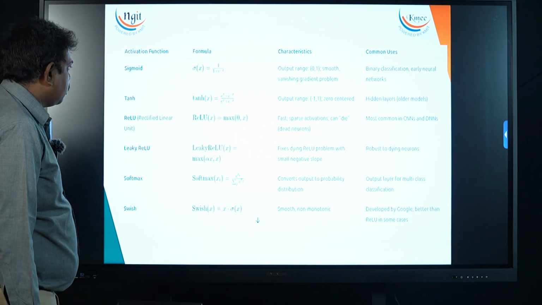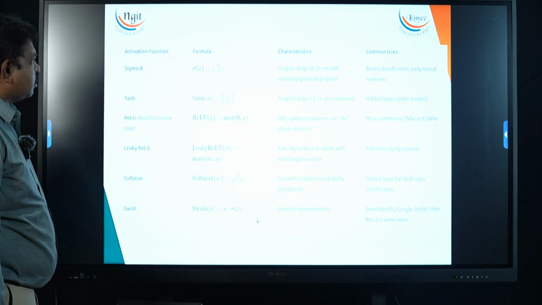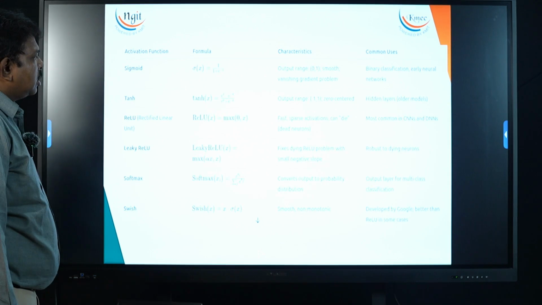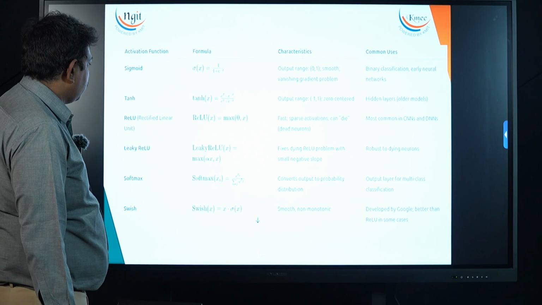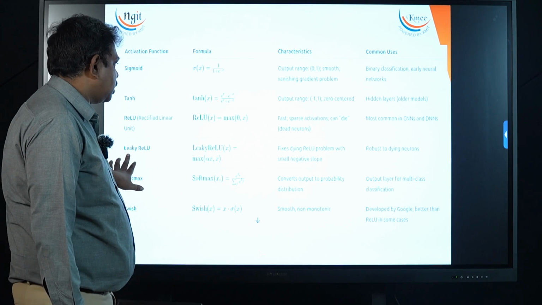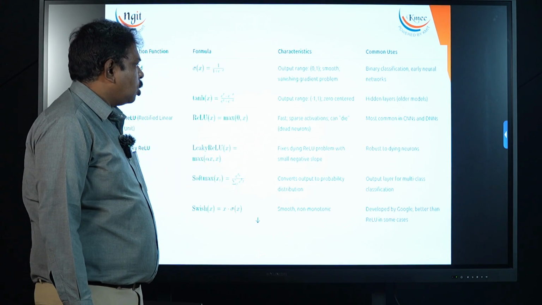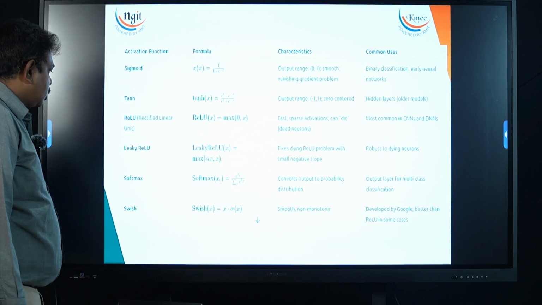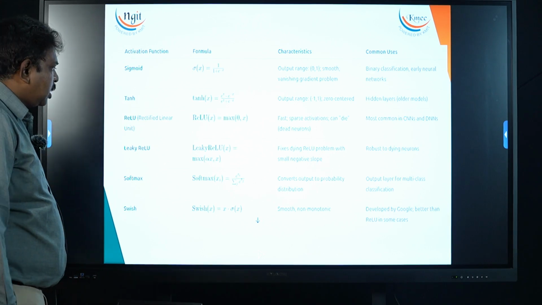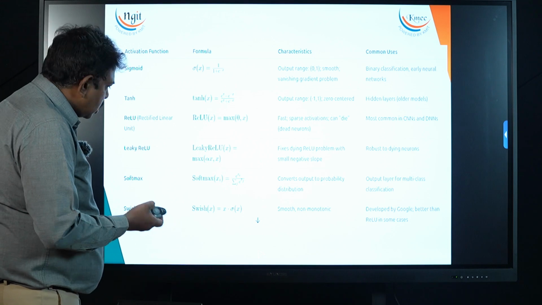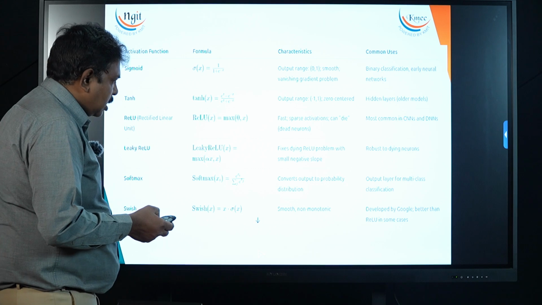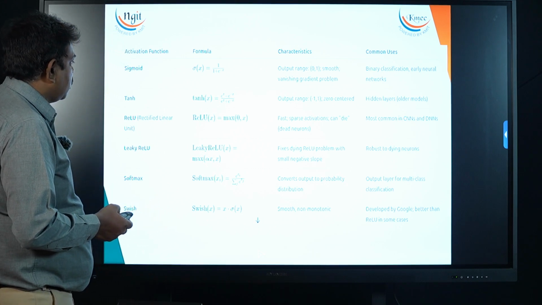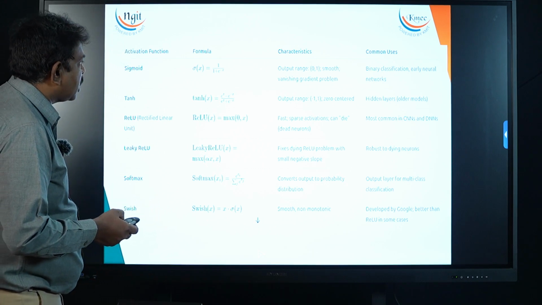ReLU has some problems: dead neurons, which may not give a proper value. Then we have another one, leaky ReLU, which fixes the dying ReLU problem and is robust to dying neurons, and also softmax and swish. These are different types of activation functions we use while giving output from a neuron, while deciding whether a neuron should be activated or not.